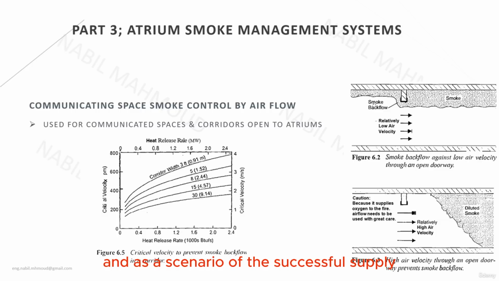As a scenario of the successful supply of critical velocity that will prevent any smoke spread, we can refer to figure 6.3. This figure shows the high air velocity through an open doorway, and it is preventing the smoke backflow and the smoke spread deeper into the corridor or the common communicating space.